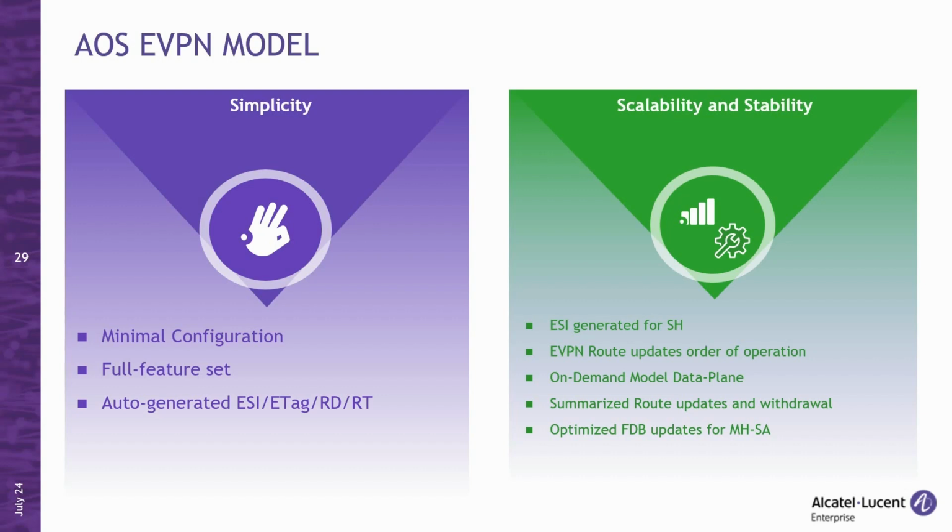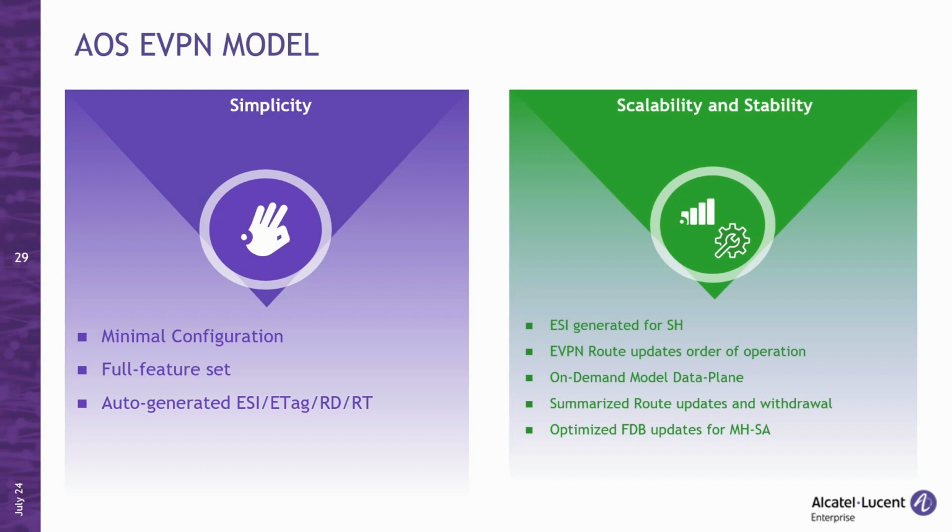RFC 7432 specifies that the ESI value should be 0 for single-homed connections. ALE, however, adds a value to the ESI for single-homed connections. This adds the same benefits of multi-homed connections to single-homed connections, including mass withdrawal. This also increases the scalability and provides better performance because there is less network traffic in the core and more network visibility and faster convergence time. This is interoperable with other vendors.